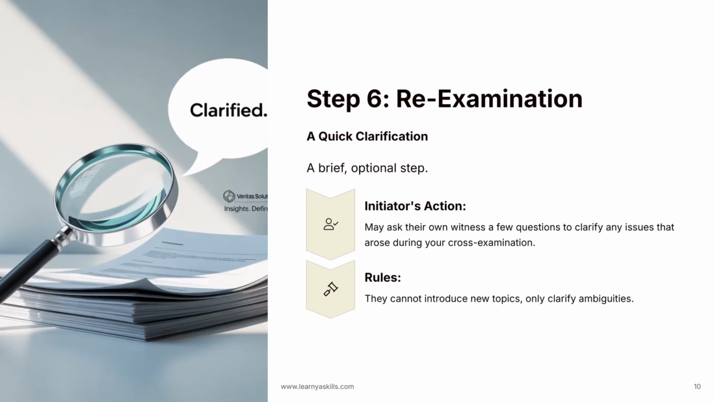After your cross-examination, the initiator gets one more brief opportunity to ask their witness questions. This is Step 6, re-examination. The purpose here is not to introduce new evidence, but only to clarify any confusion or ambiguity that may have been created during your questioning. It's usually very short, but it's an important part of the roadmap to be aware of.